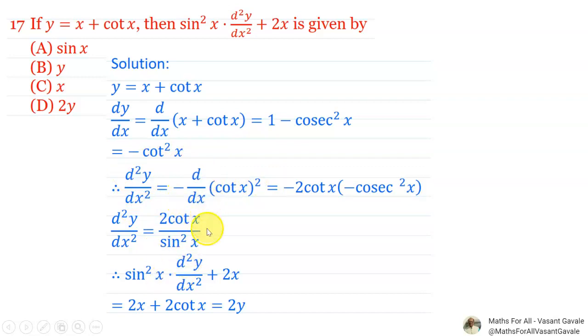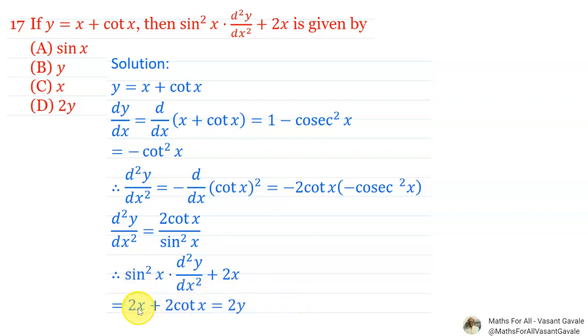d2y by dx square is minus d by dx of cot square x. Okay, now power's derivative, minus 2 times cot x into derivative of cot x, again which is minus cosec square x. Again that minus and minus will become plus 2 times cot x upon sin square x and हा divided इकडे या साइडला मल्टिप्लाइड होणार. Therefore sin square x into d2y by dx square plus 2x. ओके, आता इथे त्याने आपल्याला काय सांगितलं, प्लस 2x त्याने सांगितलेले आहे. But what is the value of this? Therefore sin square x into d2y by dx square plus 2x is equal to 2x plus 2 times cot x, which is equal to 2y.